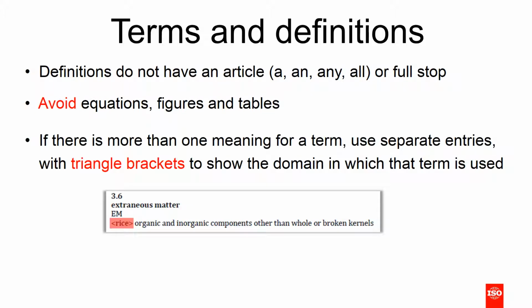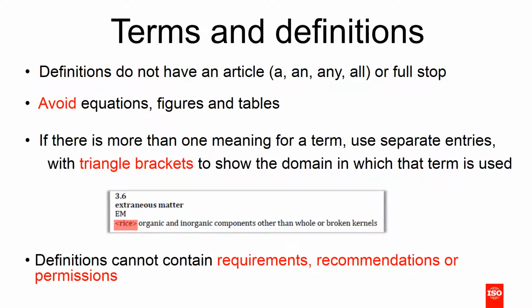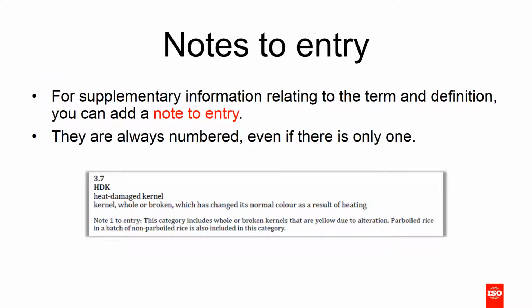If you have a term which could have more than one meaning, you can indicate its subject area by using triangle brackets, as in this example. Very importantly, definitions are just definitions, so they cannot contain any requirements, recommendations, or permissions. If you have supplementary information to further explain the definition, you can use notes to entry. But remember to always number them, even if there is only one.